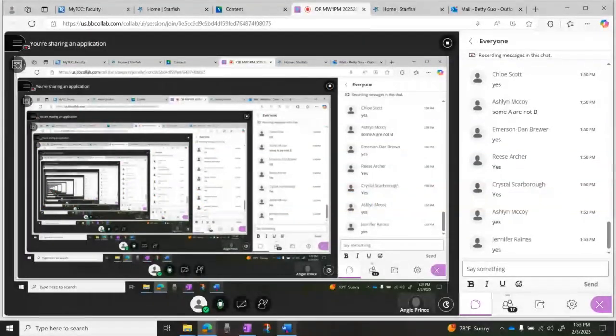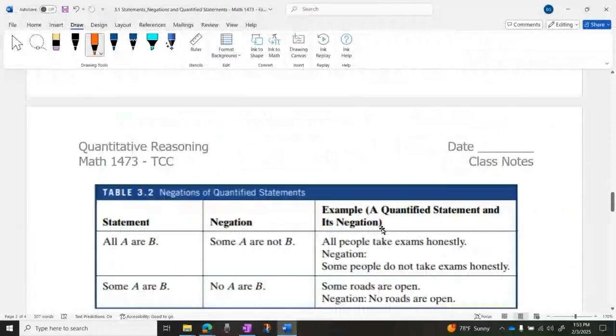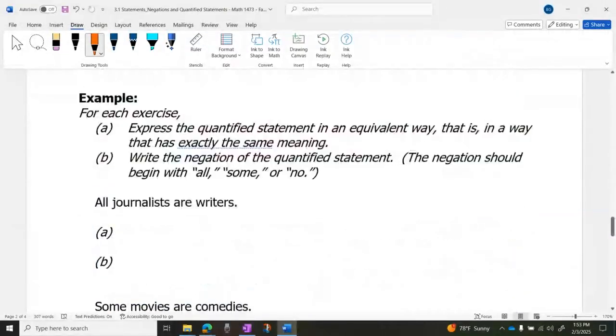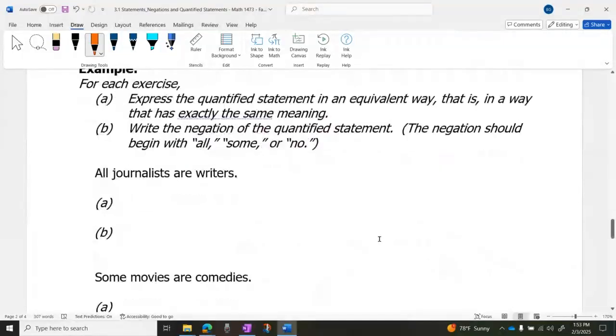Perfect. Let's look at an example. This example has 2 parts. We are given a statement. We need to find an equivalent way to describe the statement. That's part A. In part B, we need to write the negation of the statement.